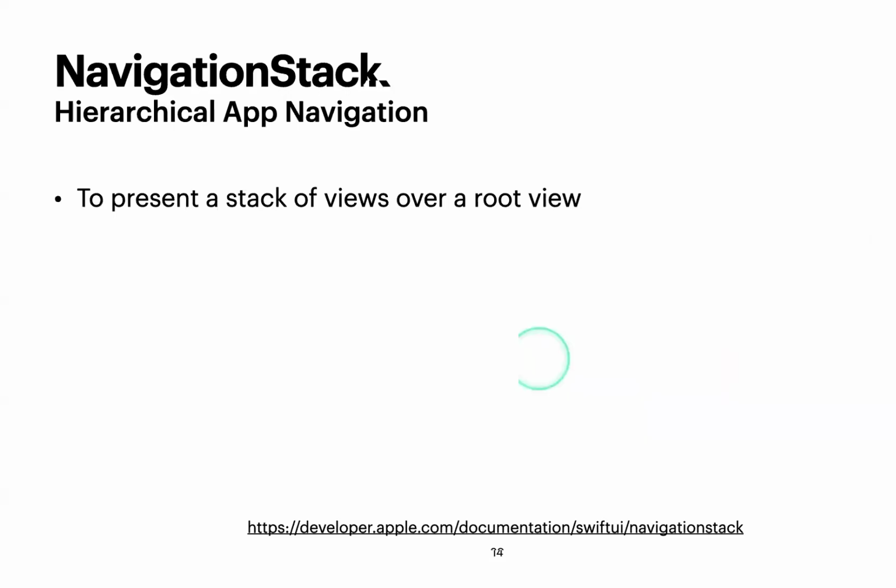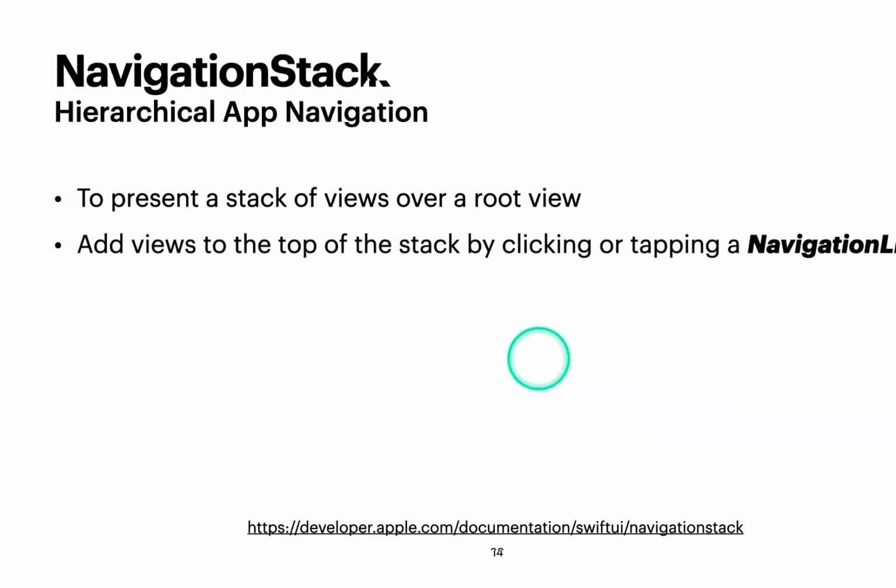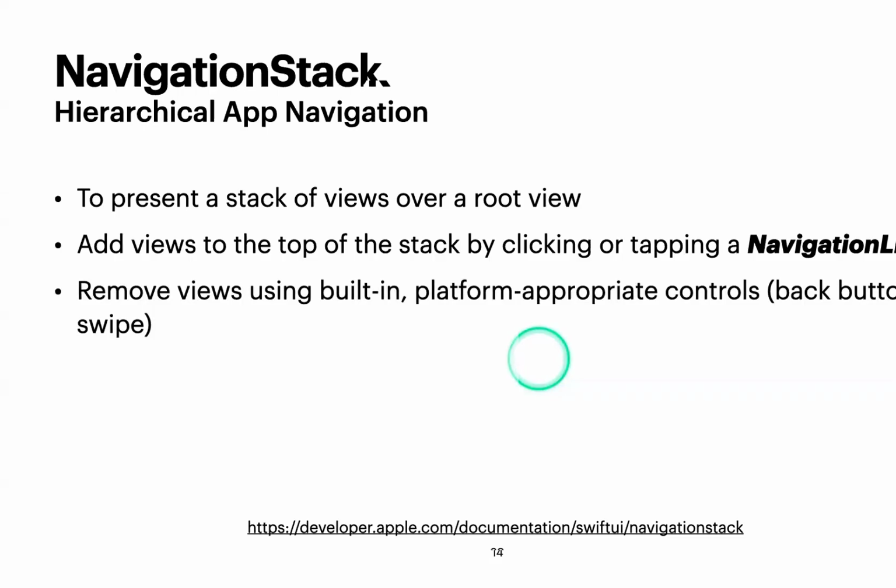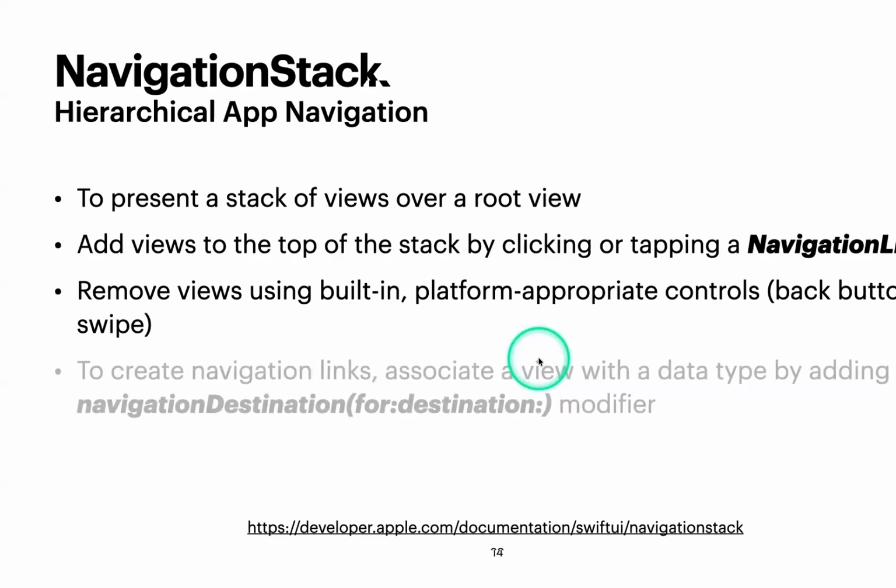So navigation stack is a SwiftUI view that allows you to present a stack of views over a root view. And again, the root view is basically the first view. And you can add views to the top of the stack by clicking or tapping a navigation link. And a navigation link is also a SwiftUI view that you wrap around a certain view. And basically, it usually supplies an arrow. And when you click on it, it will basically push something on top of the stack. And you can remove views using built-in platform appropriate controls. So for example, when you use navigation stack, you get things for free. For example, that back button on the top left, you don't need to code it yourself. And swipe gestures as well.